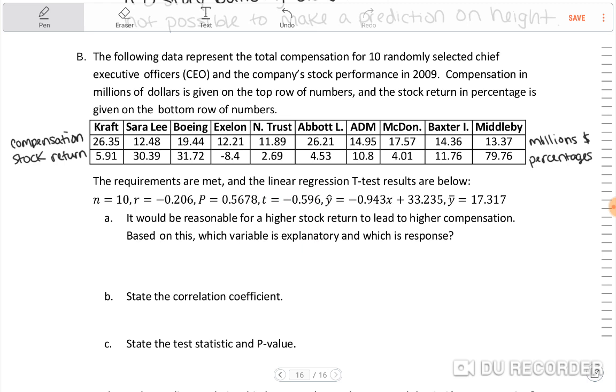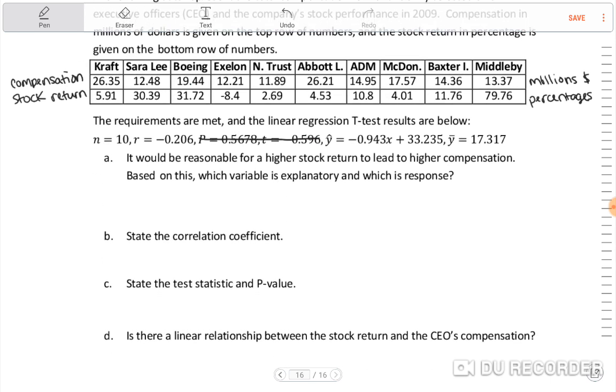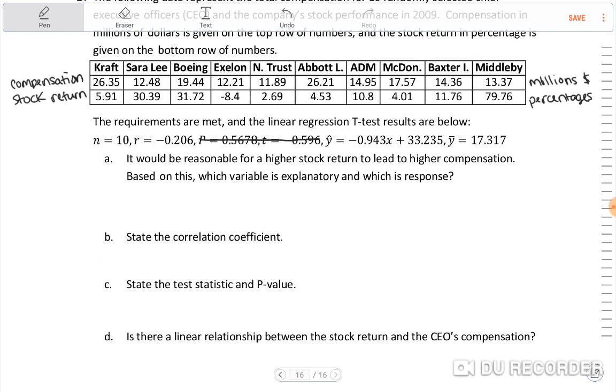We don't need it. So here's what I'm going to do. I'm just going to do that, and I'm just going to use everything else. Okay, now, so anyways, your questions may be a tad different if you're in someone else's class. Okay, it would be reasonable for a higher stock return to lead to higher compensation, right? Based on this, which variable is explanatory and which is response?